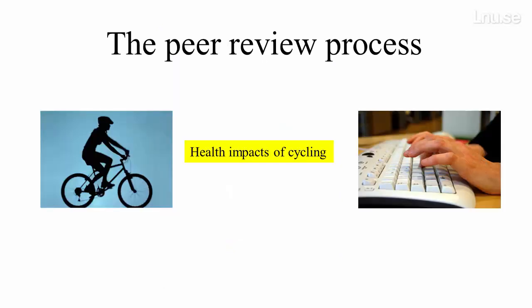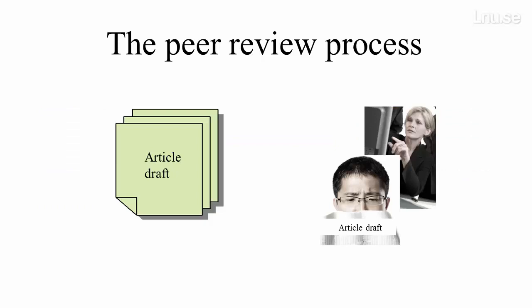The peer review process functions as follows. One or more researchers write an article which presents the results of their research. The researchers send their article script direct to a journal.